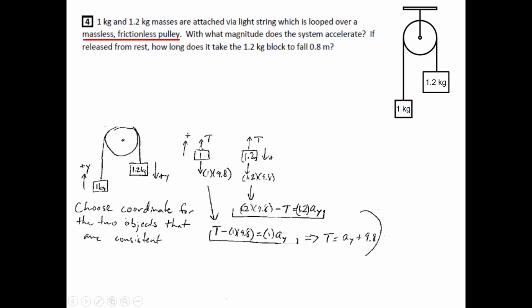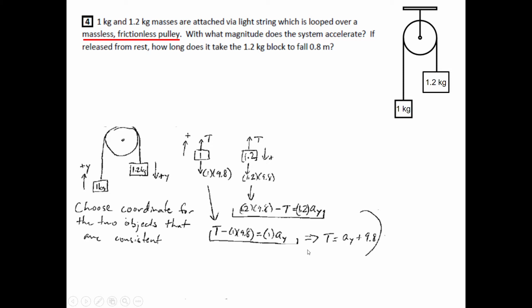With those two free body diagrams, we had to be careful to choose a consistent positive axis direction. So we chose plus up for the 1 kilogram one, and that means that the positive direction had to be down for the 1.2 kilogram one. We wrote down F net equals ma for both of those. We're starting to get used to doing that a little bit more now. And then we had two equations and two unknowns, right? These equations both involve T and ay.